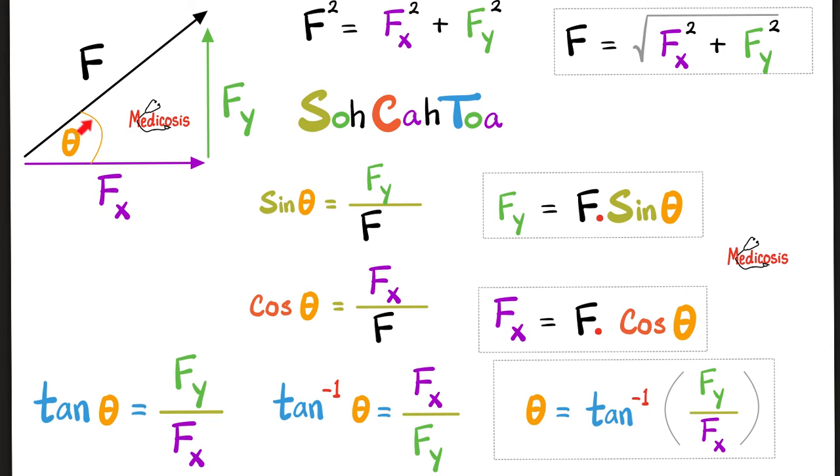But what if I need the theta angle itself? Well, since tan is always rise over run, Fy over Fx, therefore the inverse of tan is Fx over Fy. It's just the opposite. If you want theta alone, you bring this inverse tan to the opposite side, and you have to reverse this, so this is how you get theta.